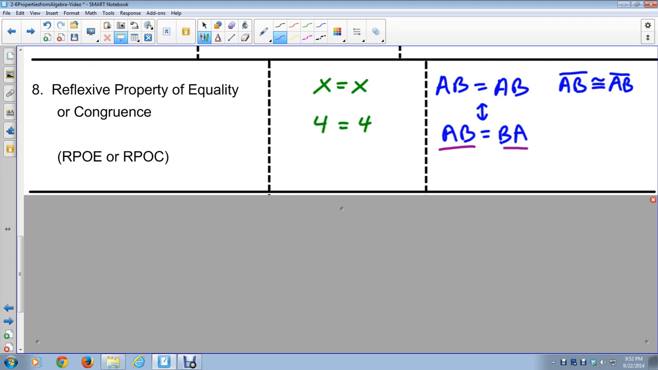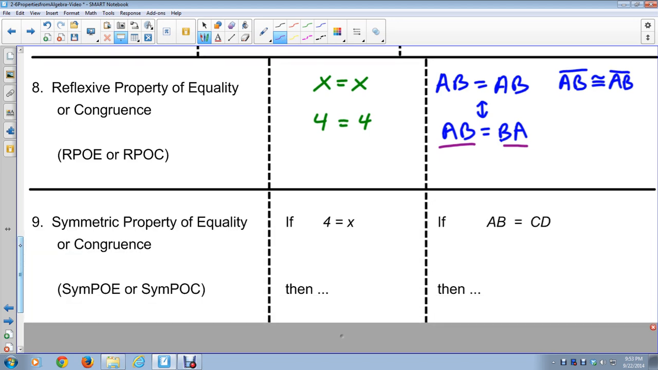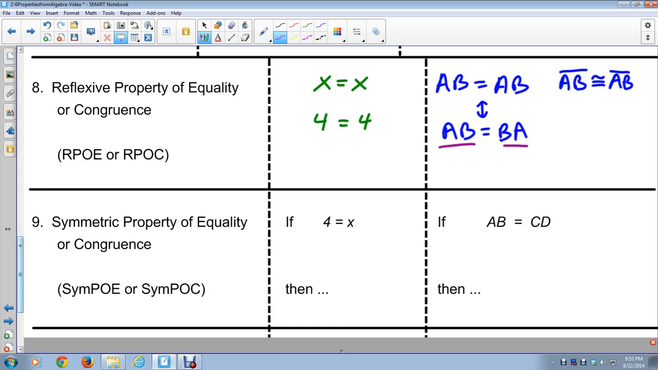That's my reflexive property. Again, no if then, one statement. I just gave you a couple examples of them. Any one of those statements is an example. Symmetric property of congruence or equality. Now I do have an if and a then. A lot of students confuse the two of these.